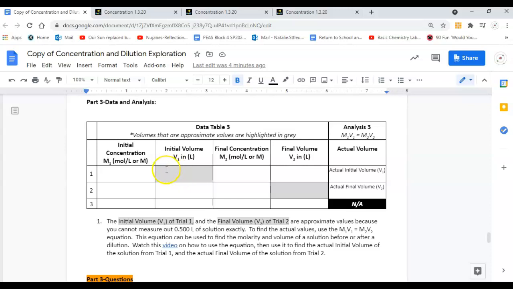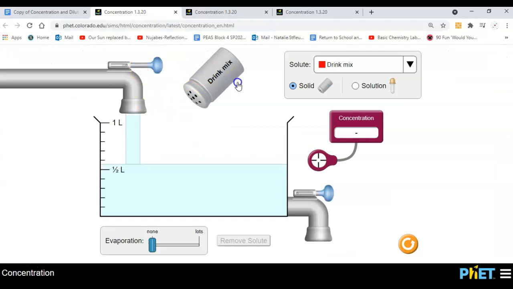You'll notice that there are initial concentration and initial volumes, M1 and V1, final concentration and final volume, and on the side the analysis, which says actual volume. You'll also notice that some of the boxes are grayed in. When we're doing these experiments, we can't exactly reach a certain volume unless it's 1 liter. 1 liter is the only one we're guaranteed because the container doesn't go above 1 liter. But if we're aiming for something like a half a liter, this is not exactly a half, and there's no reading here to tell us what the exact volume is.